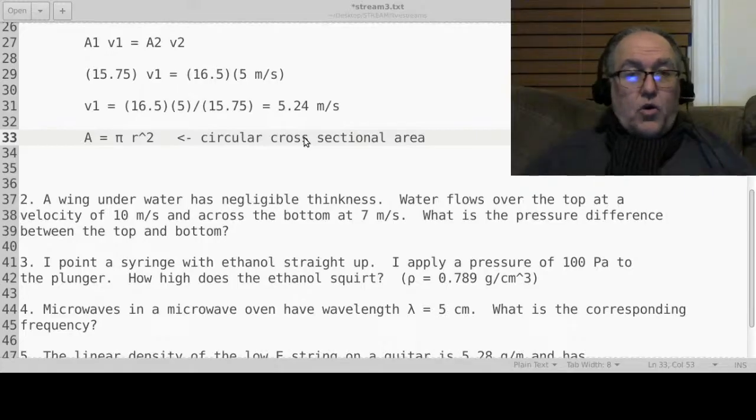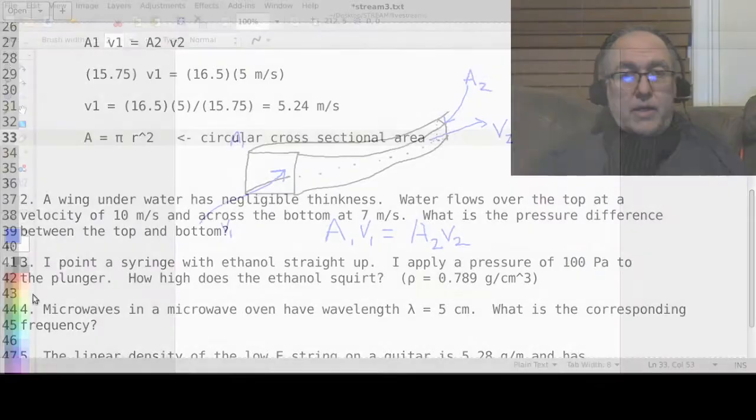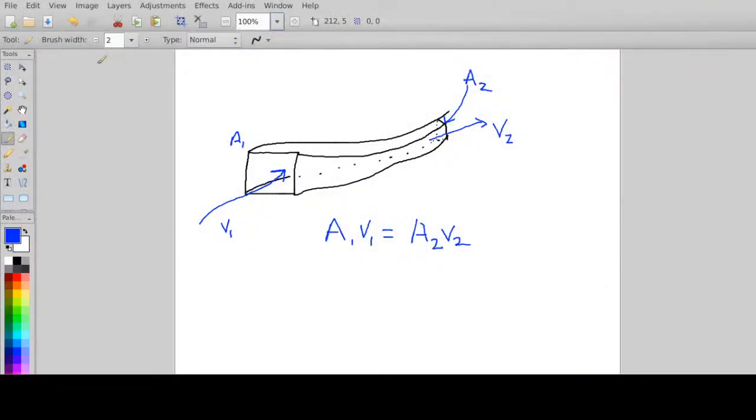Okay, and you'll notice that I said negligible thickness there. That basically says don't worry about the height in this problem. Okay, so let me draw a picture of what's going on here, and then we can do the problem. Let me switch to this and create a new whiteboard.